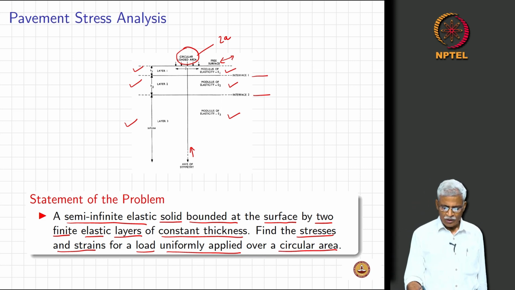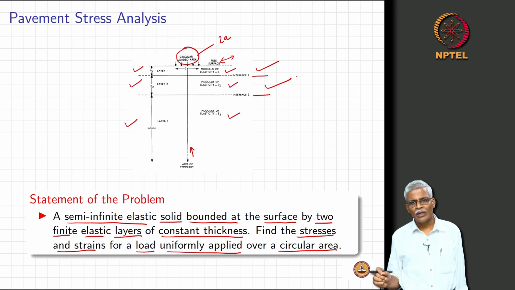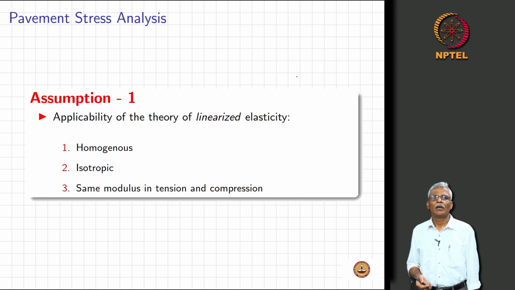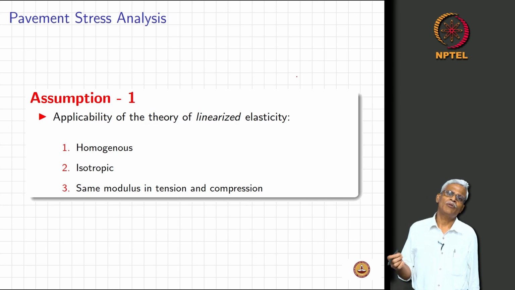So, it is bound on the surface by 2 layers here, that is what is mentioned here, and what we really now need to do is to determine the stresses and strains due to a load that is applied uniformly over a circular area. Okay. So, how do we do it? We need to make some assumptions, and these assumptions are very critical and very important, and there are many terms that I will not explain, and I am going to assume that you all know it from your second year undergraduate level course in mechanics of material or strength of materials.